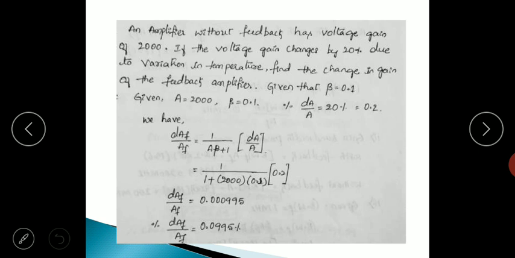We'll see one more example. It is again on negative feedback, that is gain sensitivity. An amplifier without feedback has a voltage gain of 2000. If the gain changes by 20% due to the variation in temperature, find the change in the gain with feedback if the feedback fraction beta is equal to 0.1. So what is given here? It is given that the open loop gain A is equal to 2000, and beta is equal to 0.1. What is this 20%? It is the rate of change of gain with respect to open loop gain A, that is dA by A is 20%, meaning dA by A is equal to 0.2. If you recall, we have derived one important relationship.